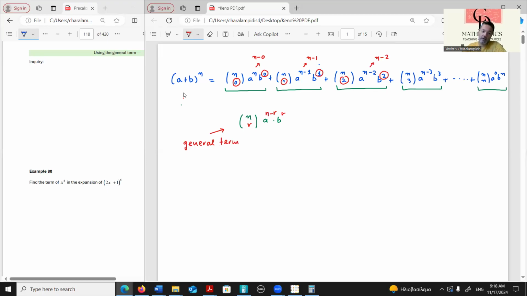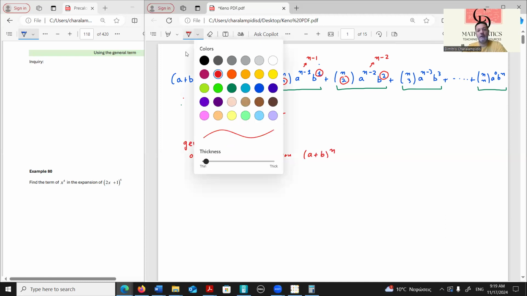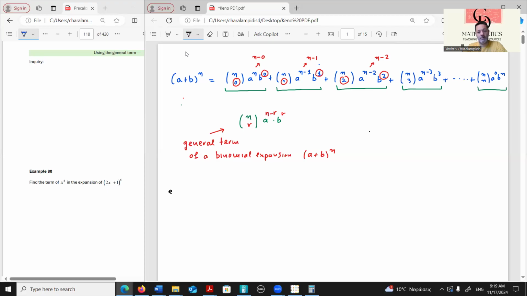General term of a binomial expansion a plus b to the power of n. For example, let's find the general term of 2x plus 1 to the power of 5.